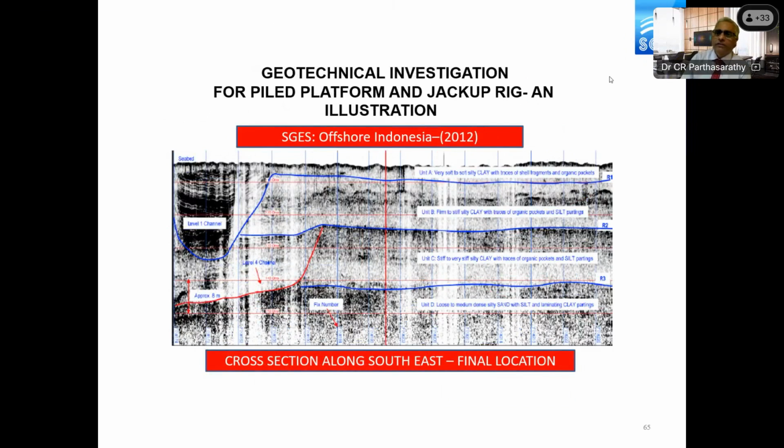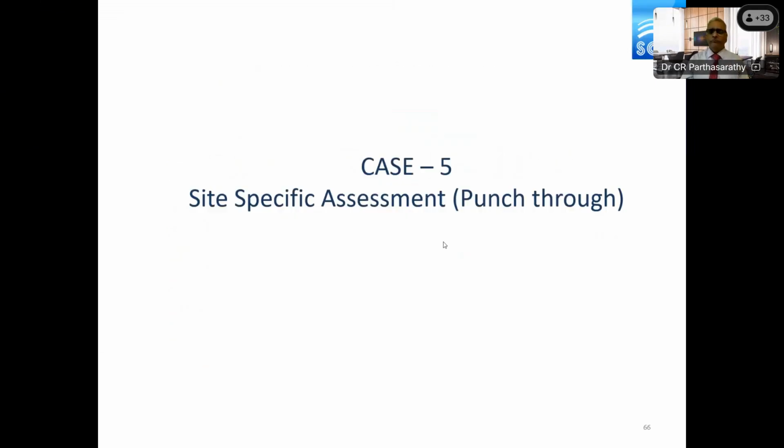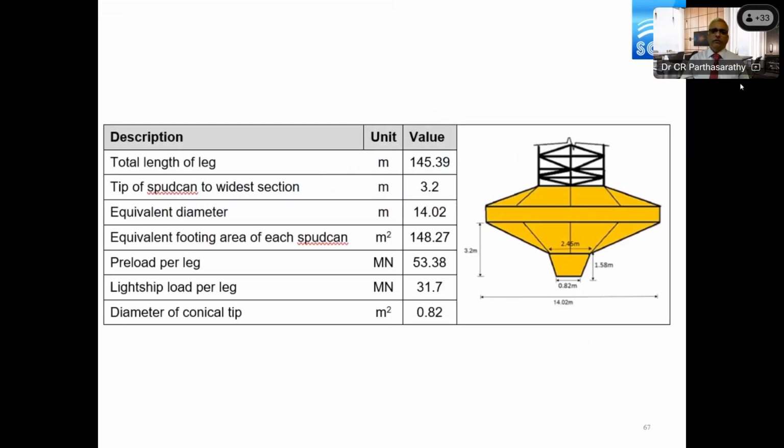So friends, geophysical investigation is as important as geotechnical investigation. You have to have an integrated approach of site survey for making the assessment, use all the information together, and then assess the foundation for the jackup rigs.